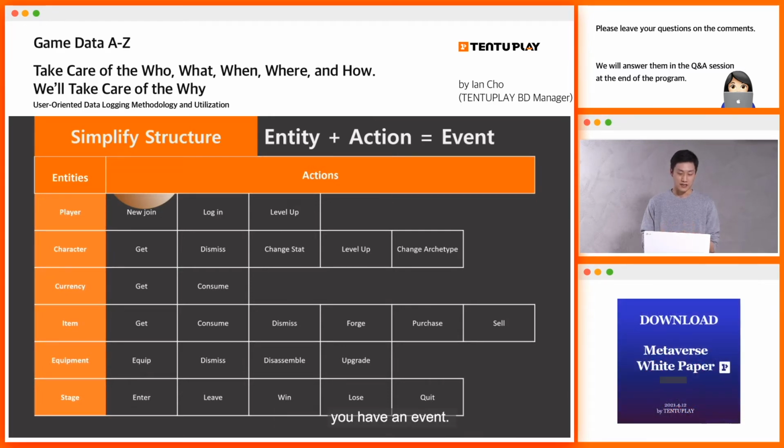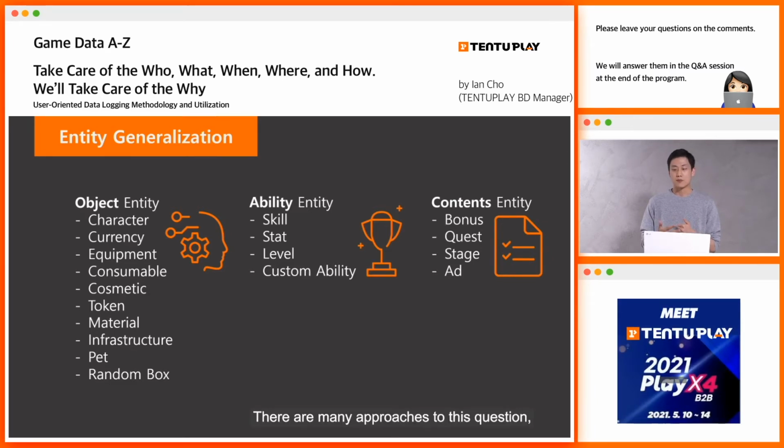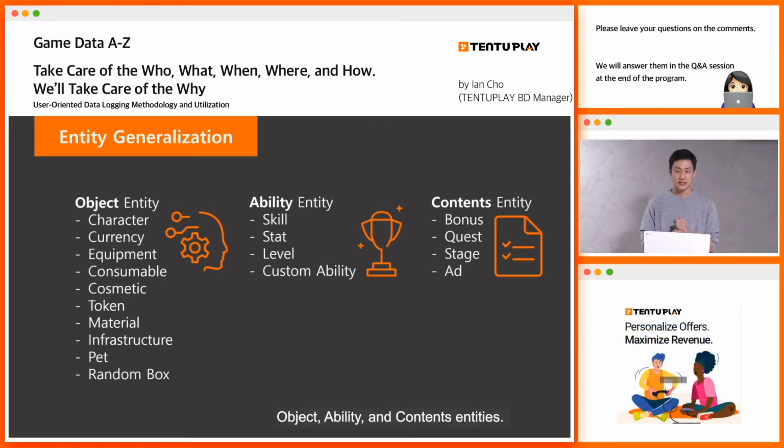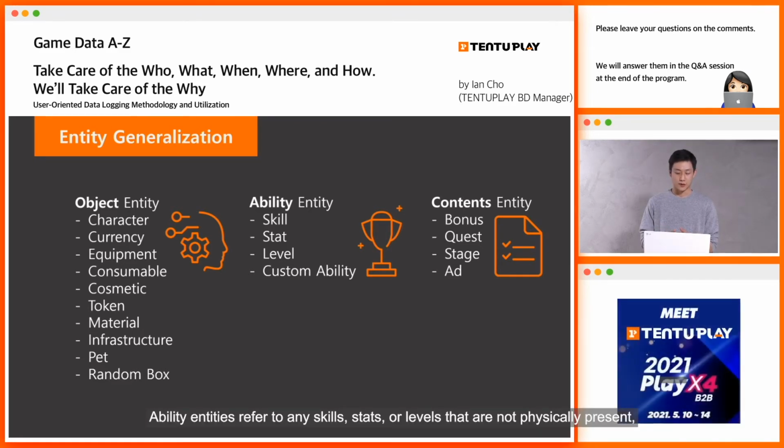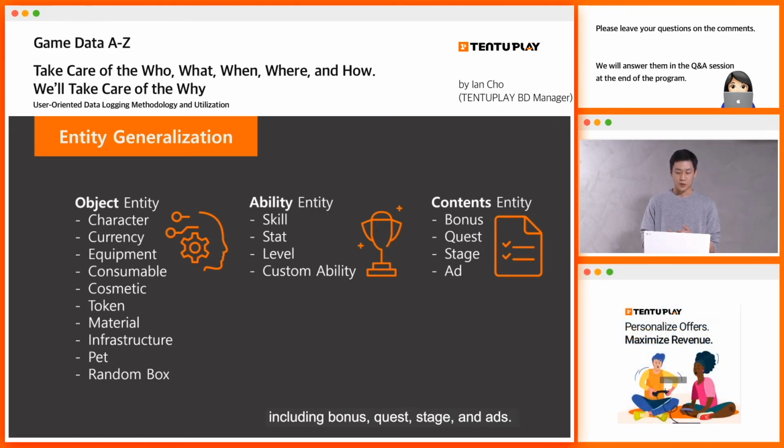So how many entities are there, and how do you organize them? There are many approaches to this question, but TENTUPLAY has divided them into 3 big categories: object, ability, and contents entities. Object entities refer to any active or inactive entities that are physically present within the game, such as character, currency, equipment, material, infrastructure, and so on. Ability entities refer to any skills, stats, or levels that are not physically present but define a player's performance. Contents entities refer to any of your game contents, including bonus, quest, stage, and ads.